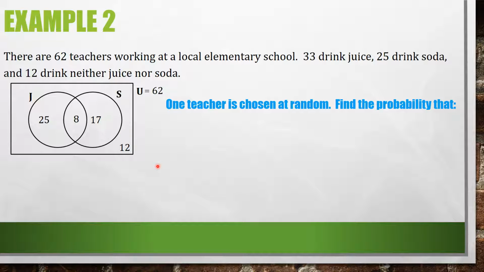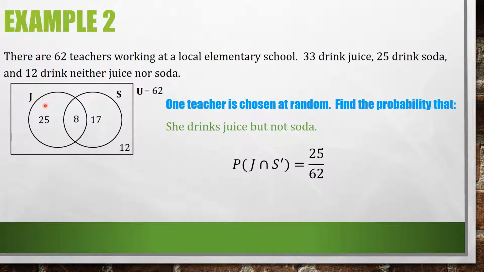So one teacher is chosen at random. Find the probability that she drinks juice but not soda. So this is the probability of J intersection the complement of S, which is 25 over 62, because that's this region here. They drink juice but not soda. So that's going to be just the 25. Because remember, if you do all of J, you're also including the teachers that drink soda. We want the teachers that drink just juice and not soda. So again, 25 over 62.